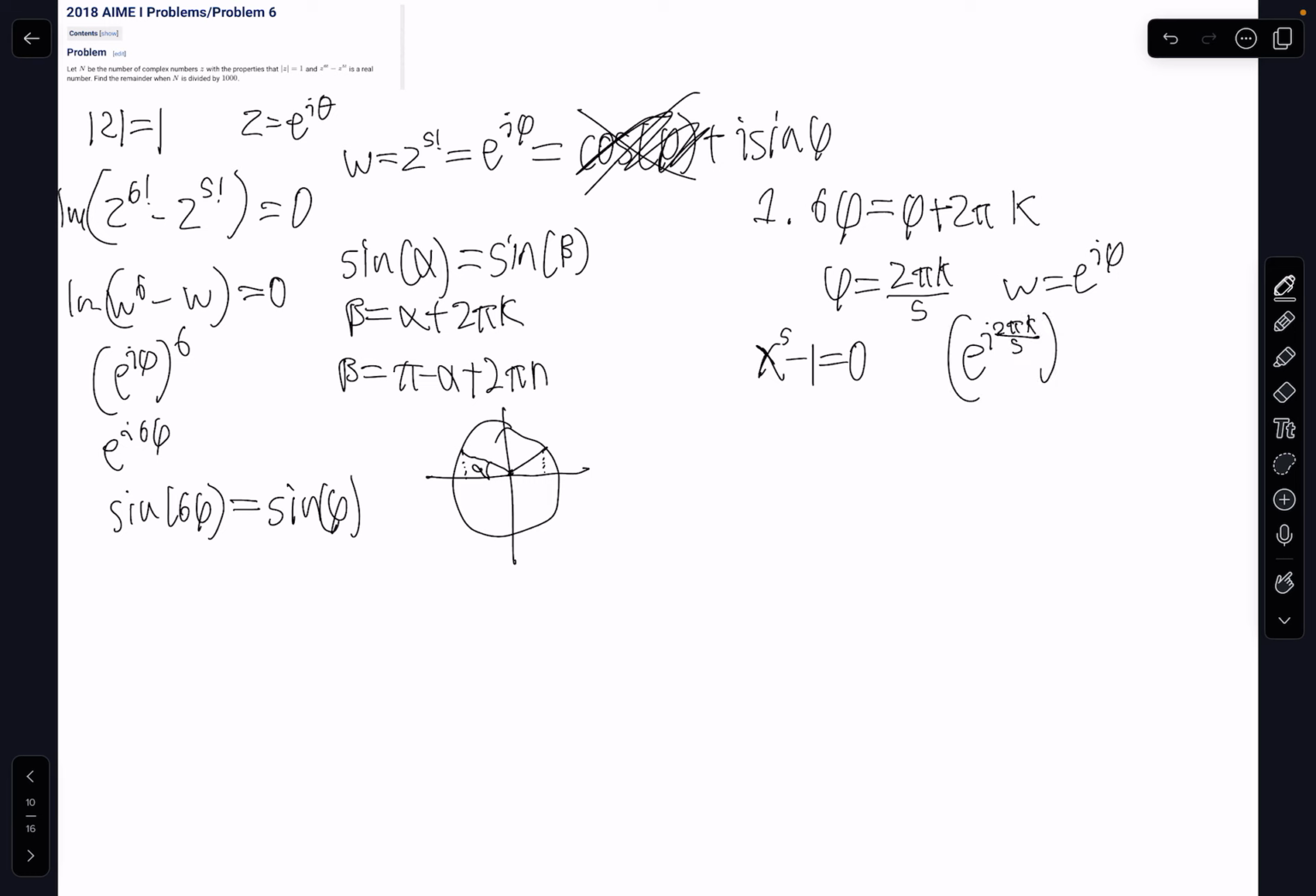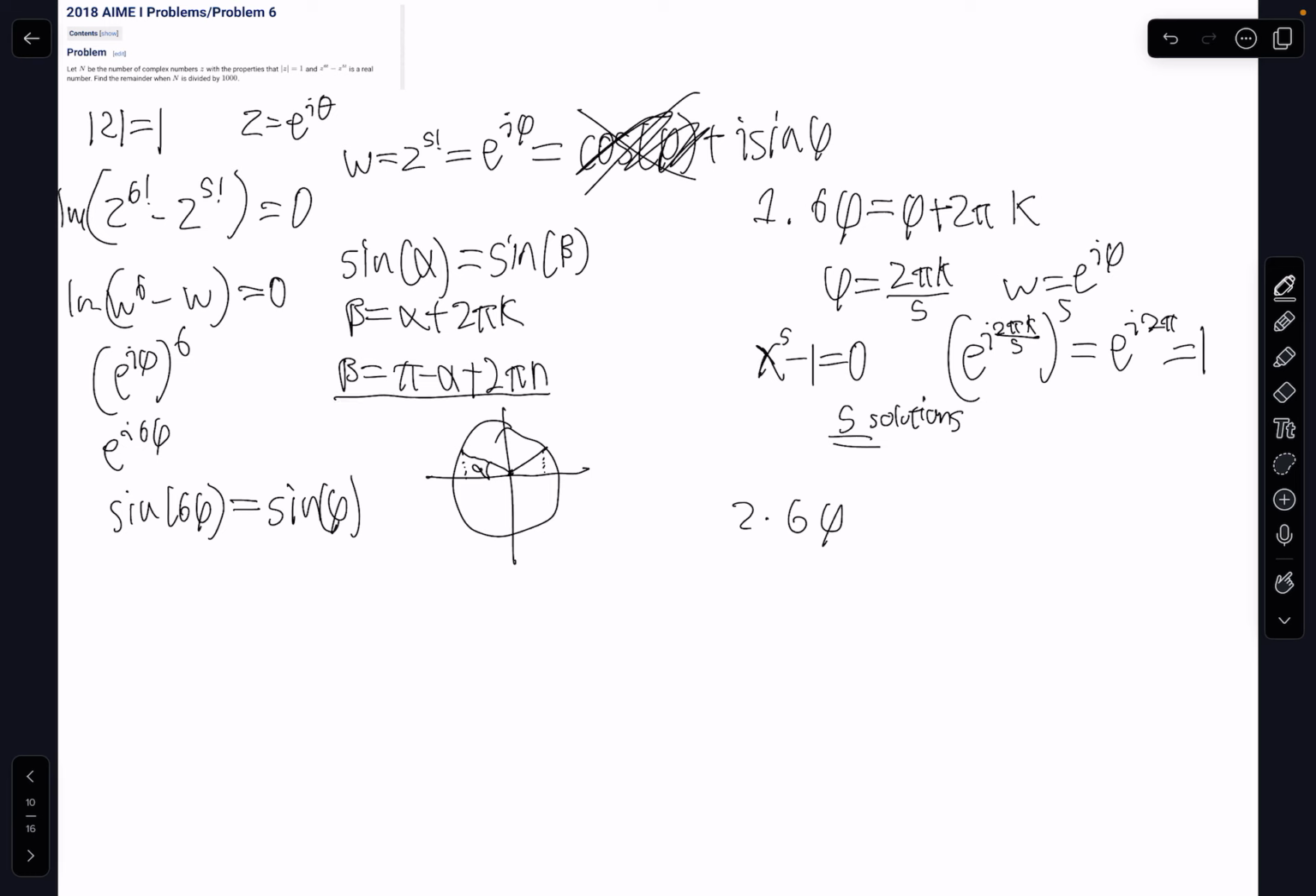right? And you raise that to the fifth, that is obviously going to be e to the i 2 pi, and that's just equal to 1, right? And there are only going to be 5 distinct solutions for these because they're solutions to a polynomial with degree 5. Okay, so now we know that W only has 5 possible solutions. So there are 5 solutions in case 1.